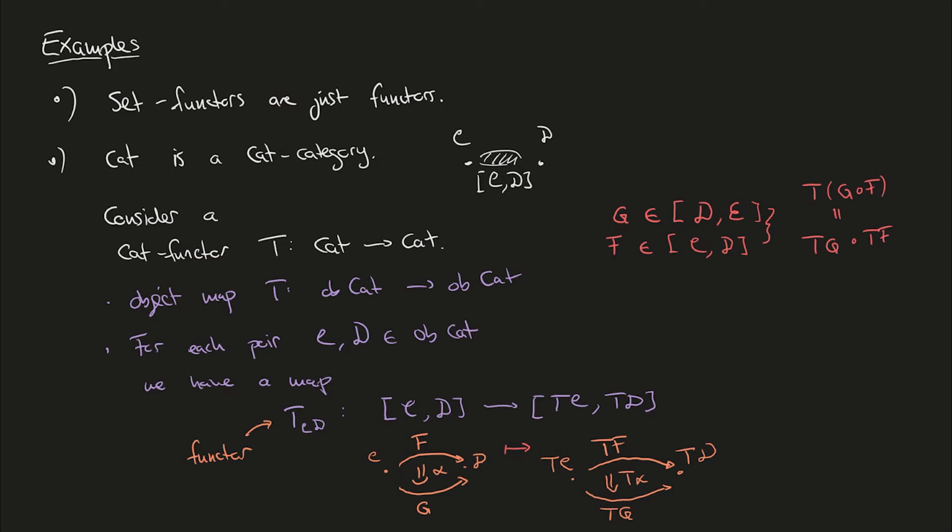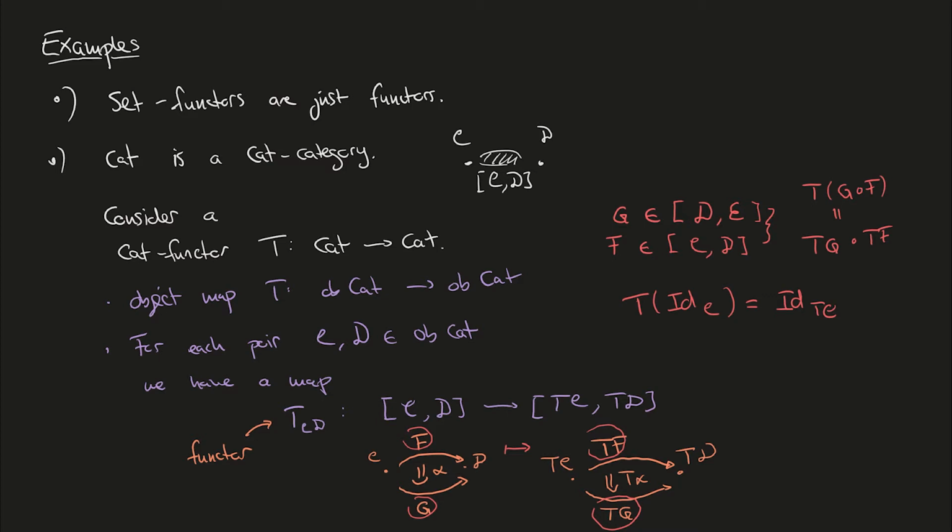This is because the component of the enriched functor T maps F to TF and G to TG, and compatibility with the composition map. So the composition map in the case of cat is just composition of functors. Second, we also need the identity diagram to commute, and this merely states that if we take the identity functor on some category C, then this needs to be mapped to the identity functor on its image. So that's identity on TC.